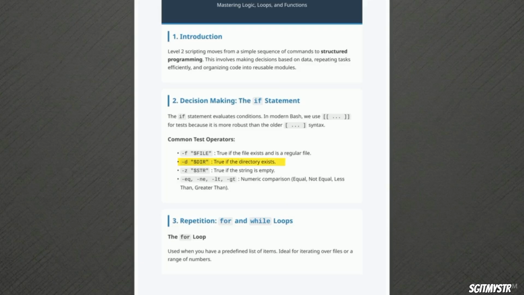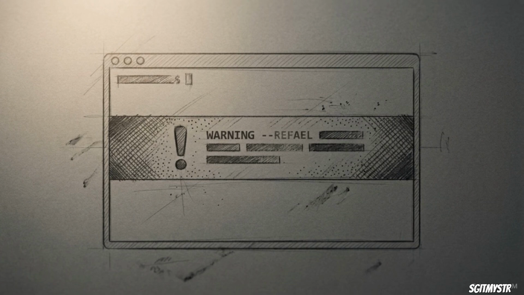Checking our common test operators reference, the -d operator specifically checks if a directory exists. By placing the exclamation point, the logical not operator, in front of it, we are telling the script to execute the next line only if the directory does not exist. These conditional statements allow the script to verify the system state, preventing the execution of destructive or redundant commands.